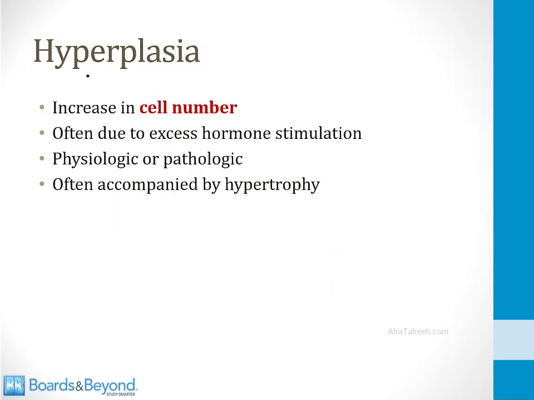The next cellular adaptation is hyperplasia, which, as I told you before, is an increase in the number of cells in a tissue bed. This occurs in many situations when there's excess hormone stimulation. This is the classic response to hormone stimulation. It can be physiologic or pathologic, and as I told you before, in many cases it is accompanied by hypertrophy, such that cells in a tissue bed exposed to a stress not only increase in number, that's hyperplasia, but they increase in size, that's hypertrophy.